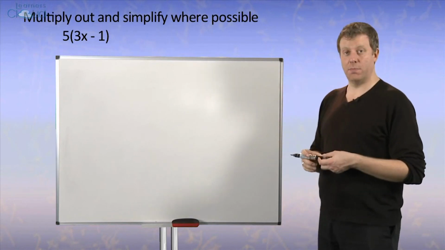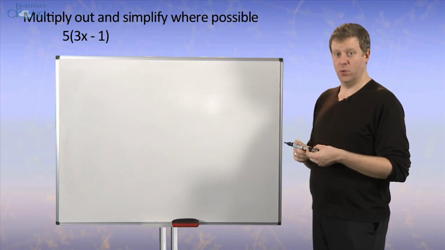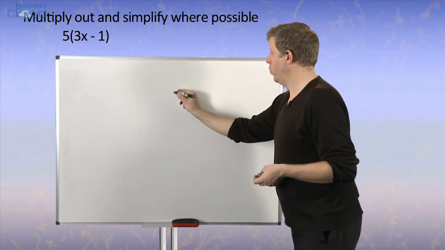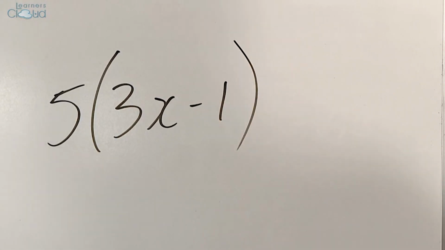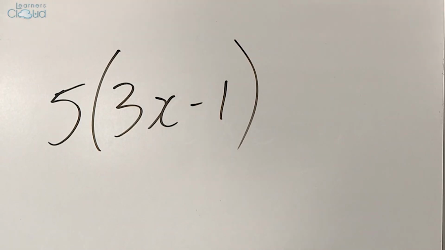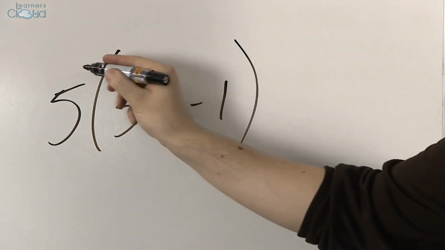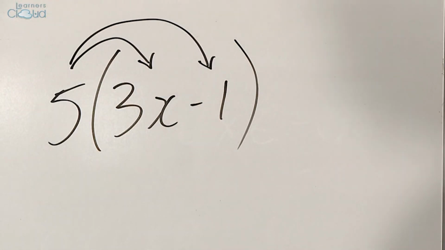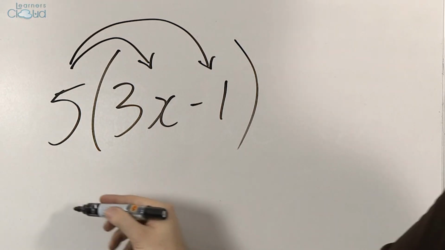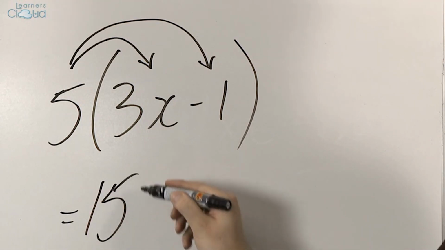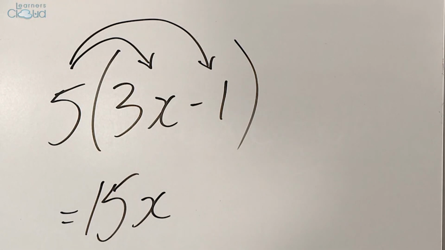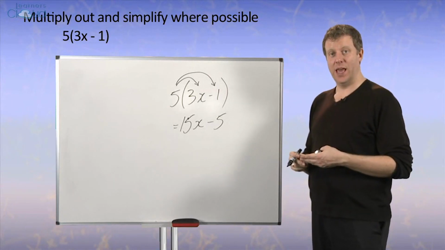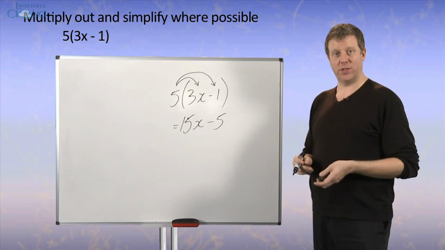The first one asks us to multiply out and simplify where possible 5 lots of 3x minus 1. So remember the rule we use. We multiply everything inside the bracket by the number outside. So I'm going to do 5 lots of 3x and also 5 lots of minus 1. Now 5 lots of 3x will give me an answer of 15x, and 5 lots of minus 1 is minus 5. So each term inside the bracket has now been multiplied by the number outside.